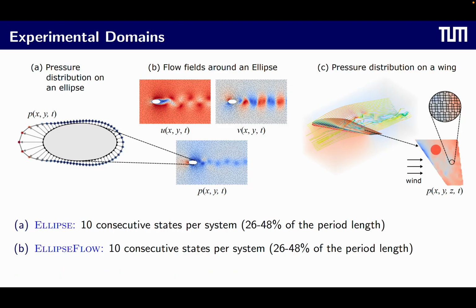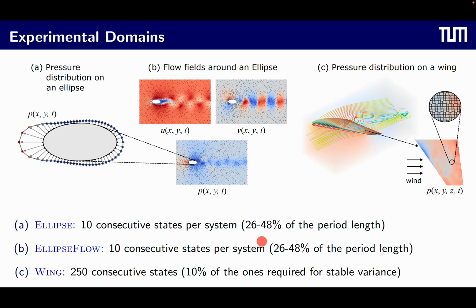Since we were interested in the ability of these models in learning from partial distributions, each of the training trajectories in the first two tasks only contain 26 to 48% of the vortex shedding period length. And for the last task, each trajectory had like 10% of the time steps that we would need to have converged standard deviation.